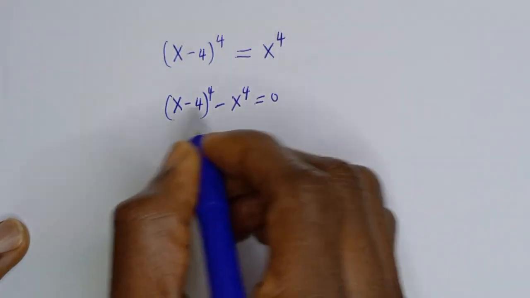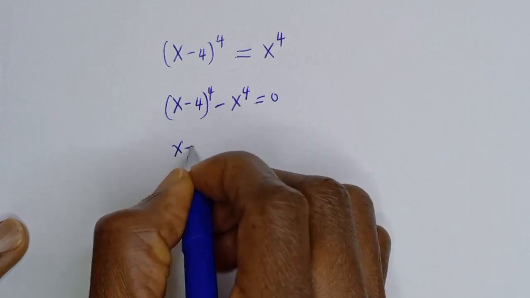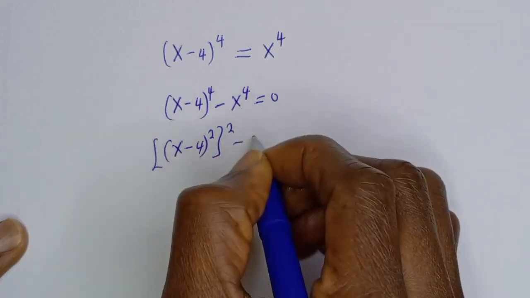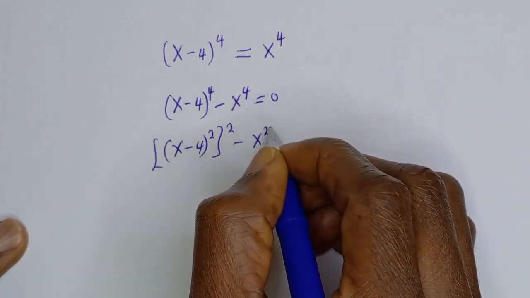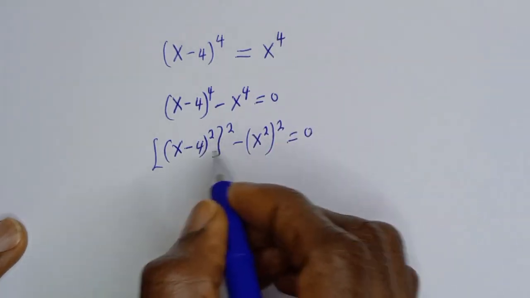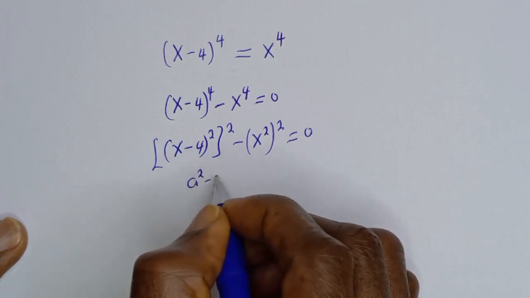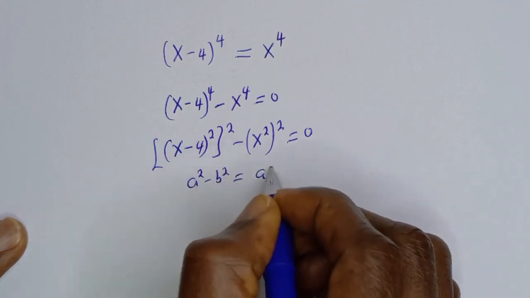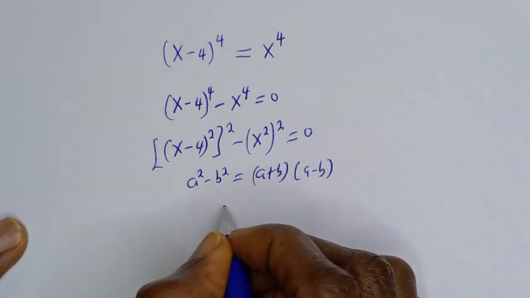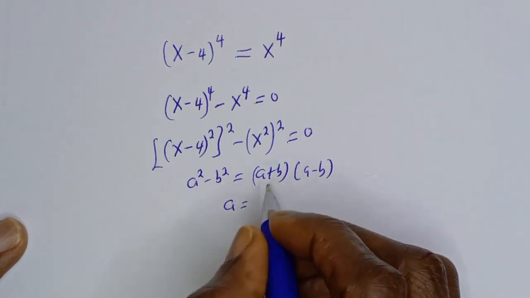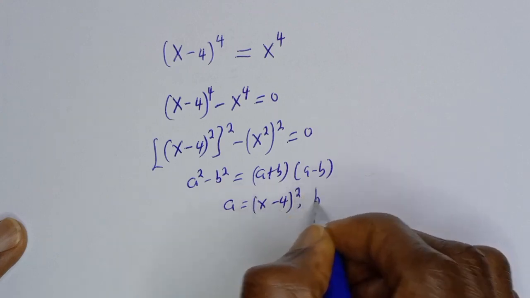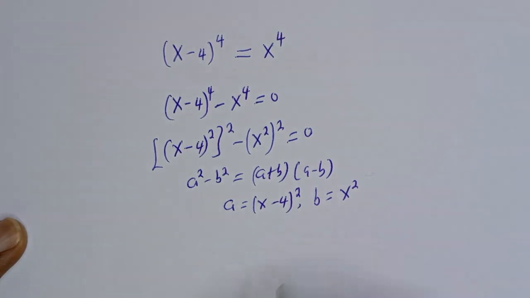And then this can be written as ((s − 4)^2)^2 minus (s^2)^2 is equal to 0. Now from here, this is the form of a difference of squares. If you have a² minus b², this is equal to (a + b)(a − b), where a is equal to (s − 4)^2 and b is equal to s^2.